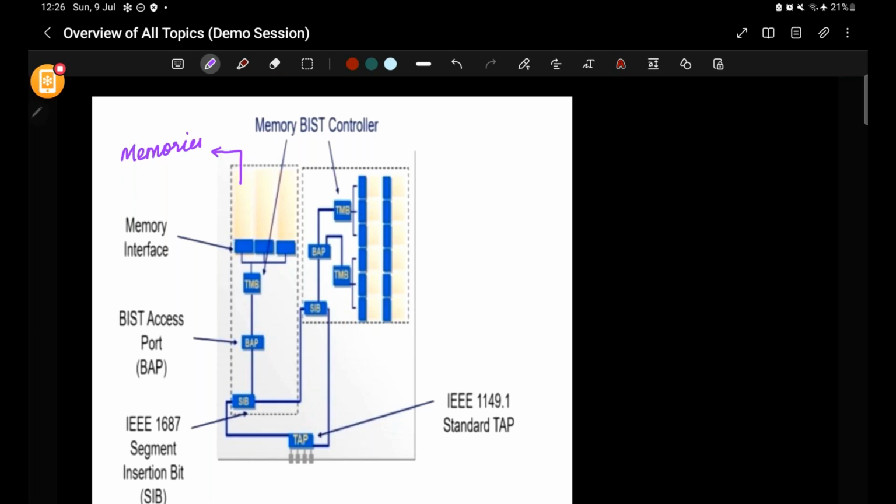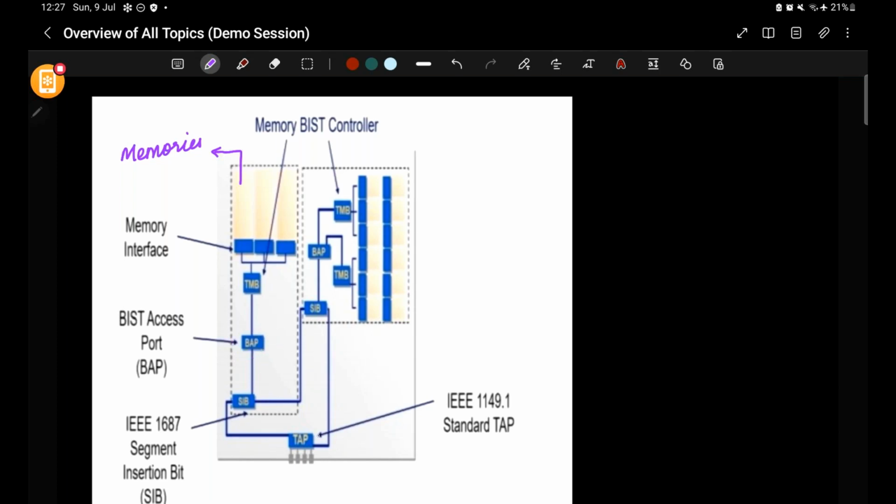Now this memory interface will be driven by this TMB. TMB is called the Tessent Memory BIST controller. So these interfaces will be driven by this TMB. TMB stands for Tessent Memory BIST controller. And these Tessent Memory BIST controllers are actually controlled by BAP. BAP stands for BIST access port.